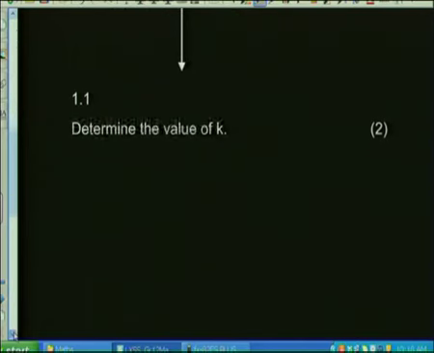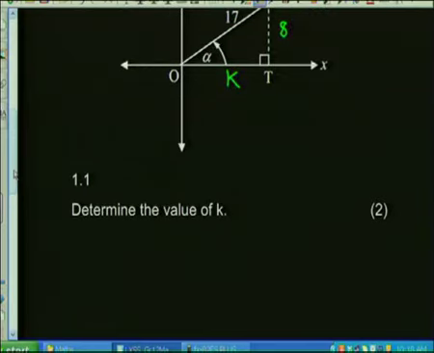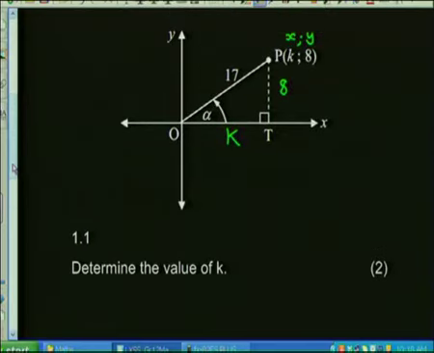The first part of this question, for 2 marks, asks us to determine the value of K. In other words, they want the value of OT. I hope that you've noticed that here we have a 90-degree angle. Therefore, this is a right angle triangle, and we are thus allowed to use Pythagoras. Because we have been given 2 sides, we can use our theorem to find the value of K.